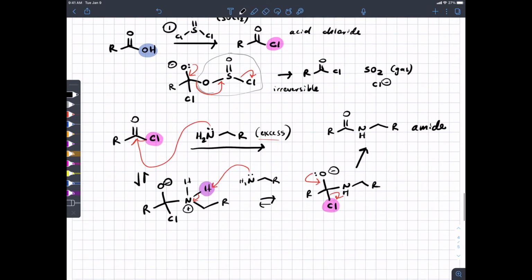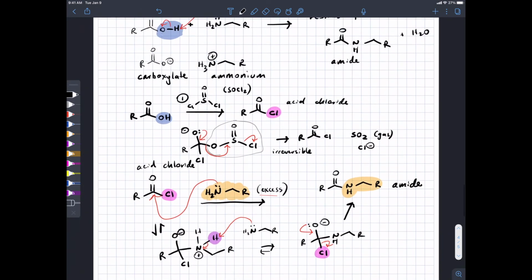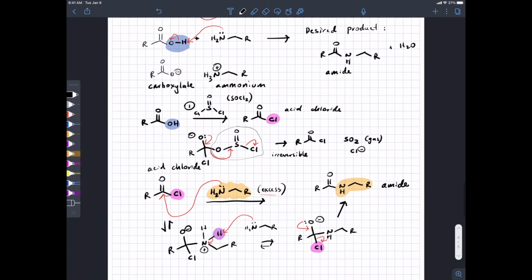So notice the overall effect of these reactions that I'm showing you. The overall effect is to substitute the amine for the OH group via the acid chloride intermediate. And the reason we did it this way is because the amine can't attack the carboxylic acid directly because it would just get protonated.